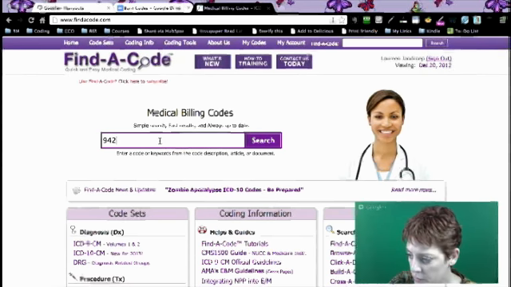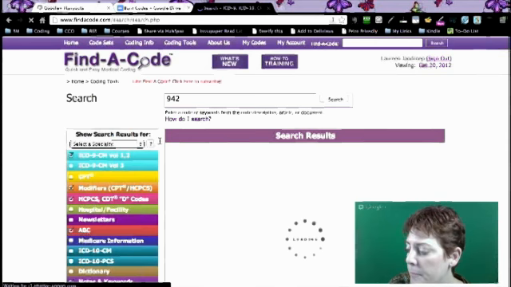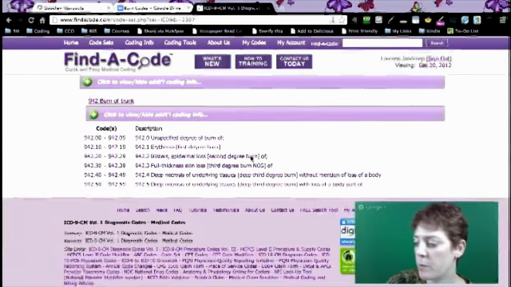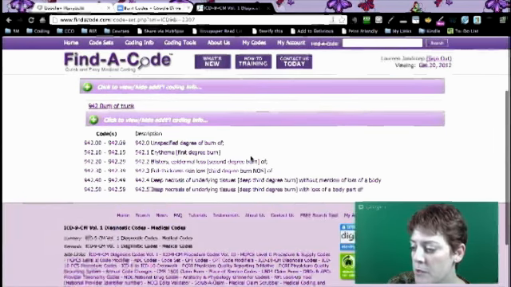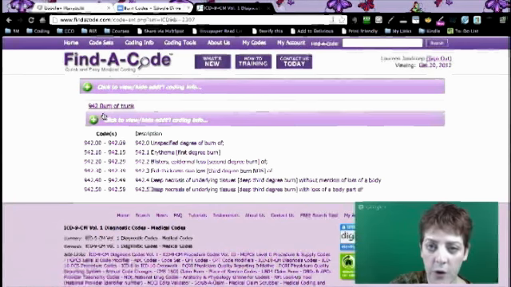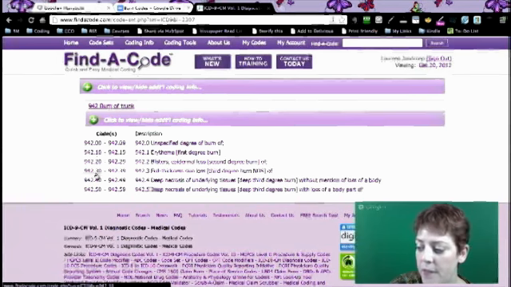And let me go to 942. So I tried to get my document camera to show you this one, but it wouldn't cooperate tonight. So I'm using the encoder. So basically 942 is a category code, burn of the trunk. Then our fourth digits have to do with the degree, first degree, second degree, third degree, okay? It's the fifth digits that have to do with further specificity of location.